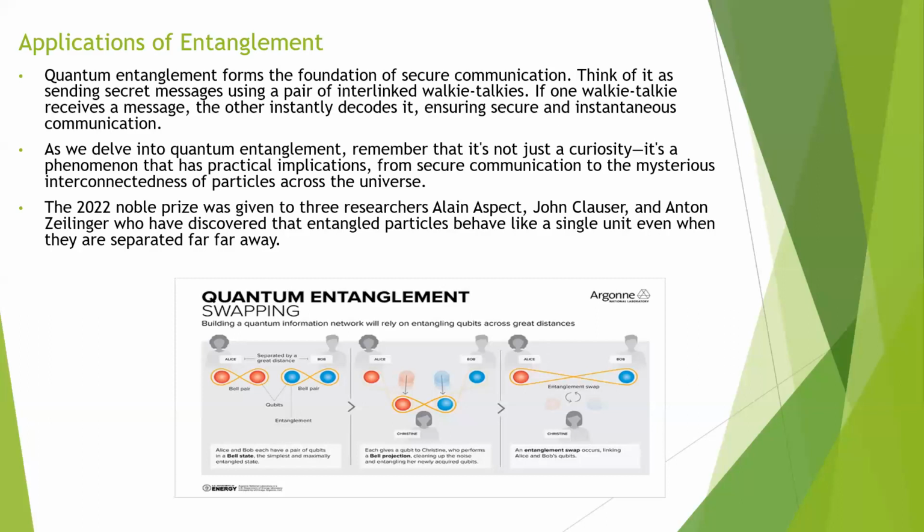at the subatomic level only. The 2022 Nobel Prize was given to three researchers, Alain Aspect, John Clauser, and Anton Zeilinger, who discovered that entangled particles behave like a single unit even when they are separated far, far away. For example, if one is on Earth and the other is on Mars, the entanglement cannot be broken. They are two particles at the same time.